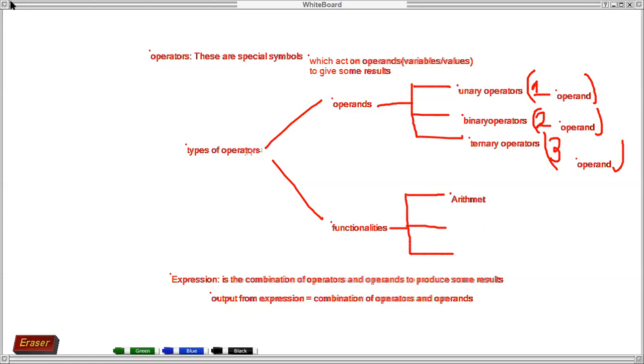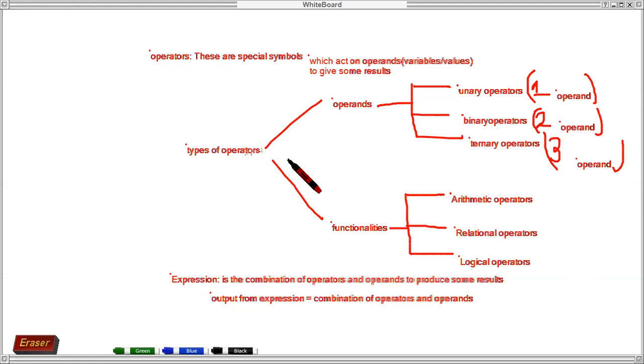Number one is arithmetic operators, or you can also say arithmetical operators. The second one is relational operators, and the last part is logical operators. We will again discuss each and every one in detail.